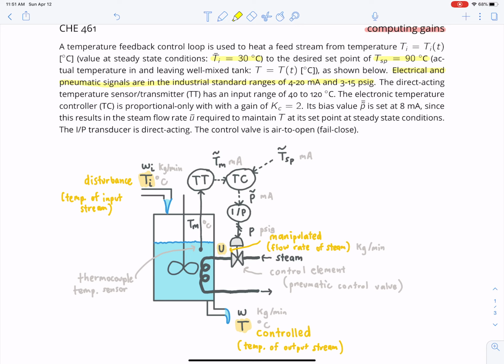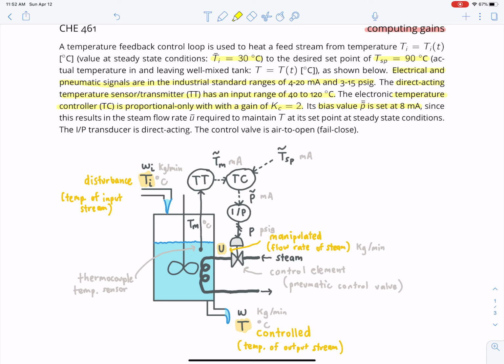All right. The temperature transmitter is direct acting. Okay. So what that means is if the temperature goes up, the electrical signal coming out of it also goes up. Okay. And it has an input range of 40 to 120 degrees C. So we'll talk more about that. So that's basically the range of temperatures that it can detect. And then the temperature controller is proportional only. And I told you what its gain is. It's 2. All right. And then the bias value is set at 8 milliamps.